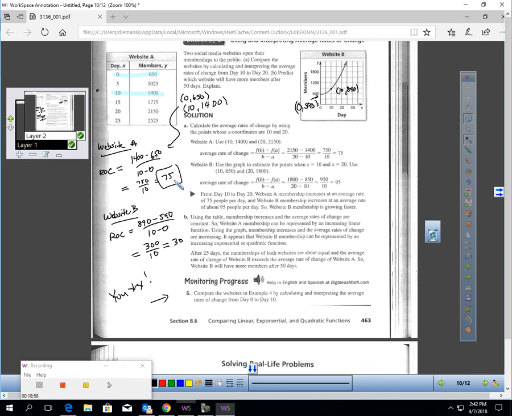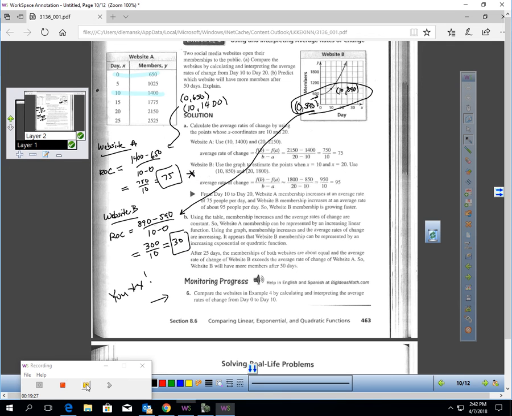Let's go to website B. I took the points on day 0, 590, and day 10 looked like 890. I took those two points, I put those in the slope formula, and I found the rate of change for website B was 30 a day. Okay? So right now, based on that, it looks like website A is growing at a faster rate than website B.